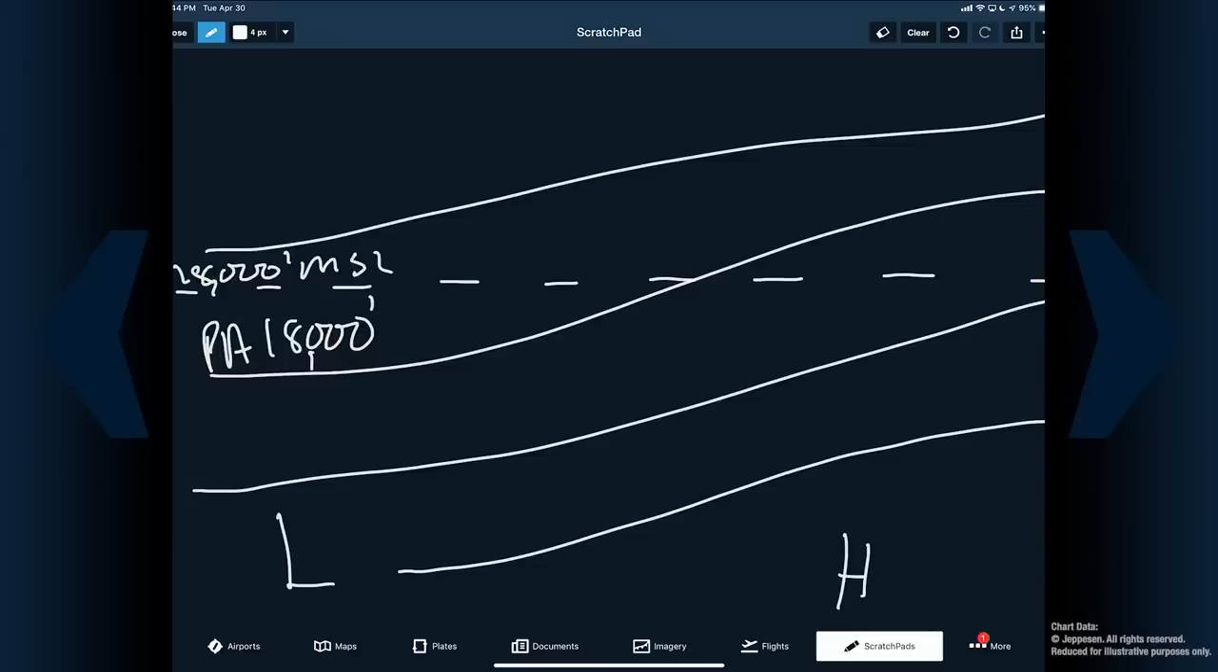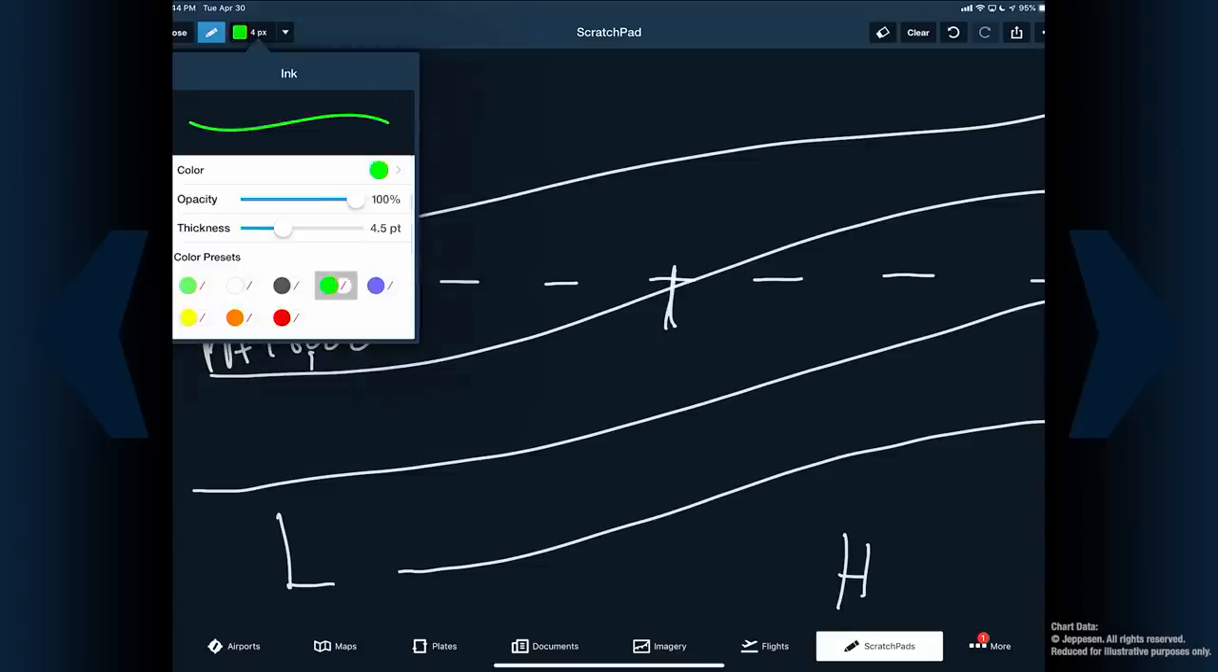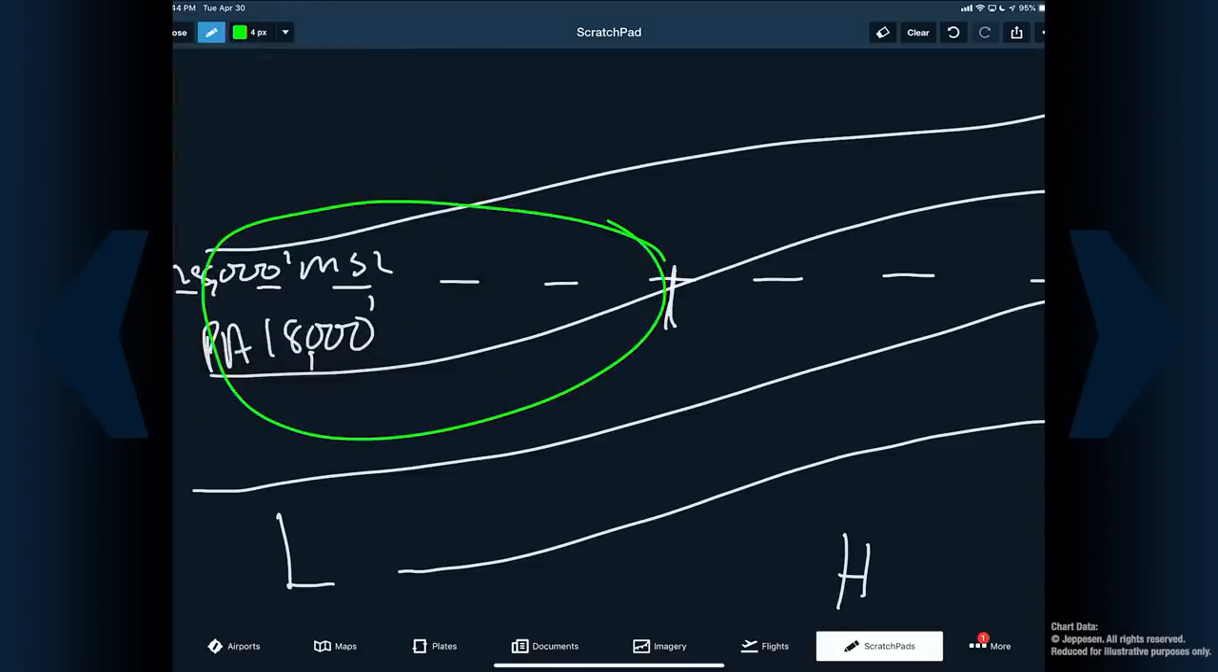And that line is 18,000 feet MSL. This is actually what's happening in the atmosphere. At this point, back here, you can see our pressure altitude of 18,000 feet is actually below 18,000 feet MSL. So flight level 180 would not be usable. ATC can't assign that flight level.